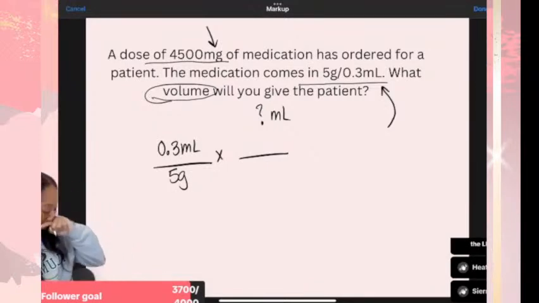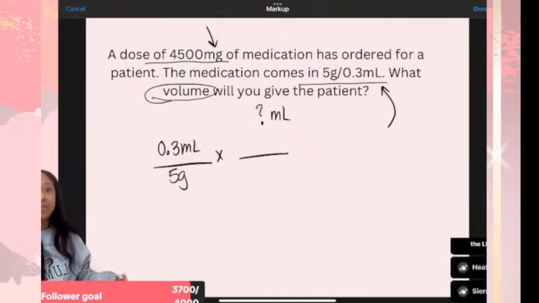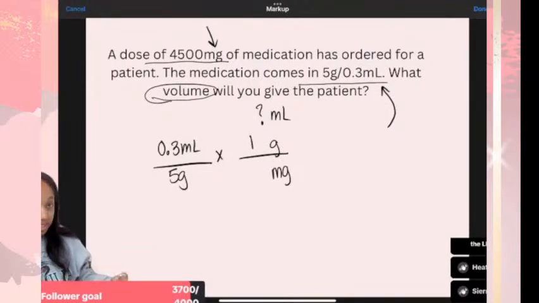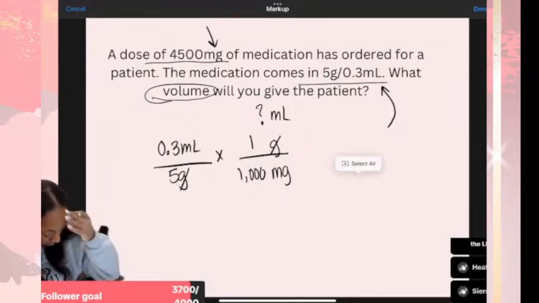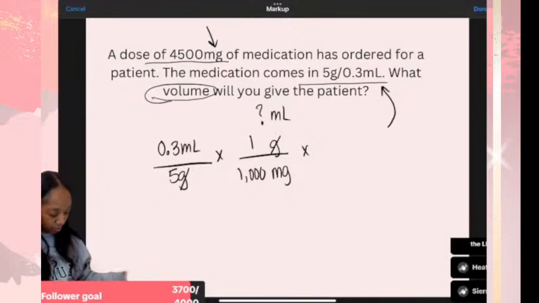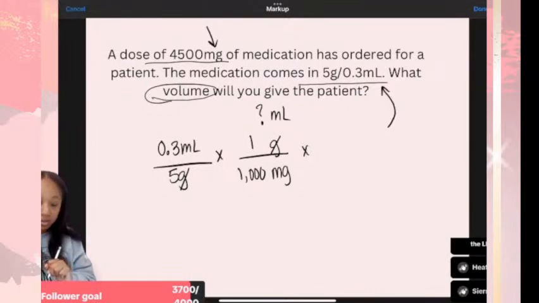Right. So we're going to have to insert a conversion. So we're going to put grams and milligrams on the bottom. So 1 gram is equal to 1,000 milligrams. So now our grams can cross out, okay? So next, we have our milligrams at the bottom. We want those to cross out because we're looking for milliliters. We want everything else to cross out except for milliliters because that's what we're looking for, right?